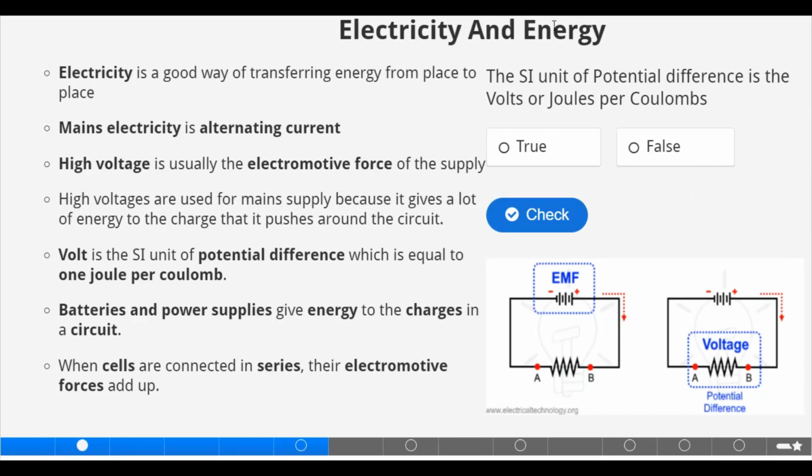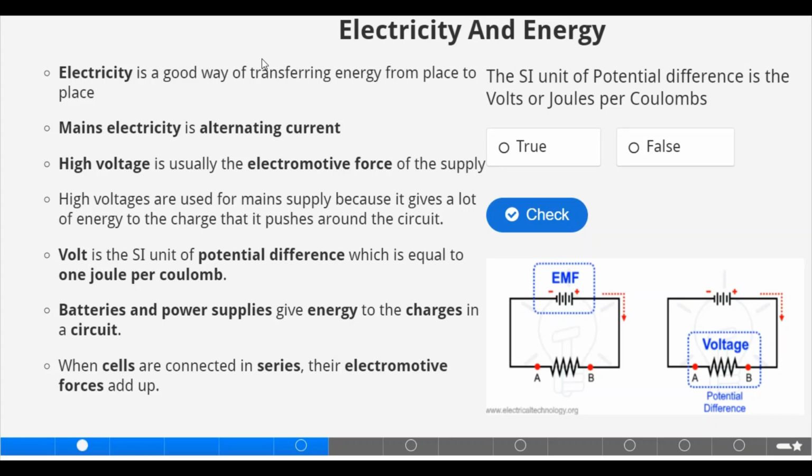Electricity and energy. Electricity is a good way of transferring energy from place to place. Mains electricity is alternating current. High voltage is usually the electromotive force of a supply, that means in a circuit. High voltages are used for main supply because it gives a lot of energy to the charge that it pushes around the circuit. Volt is the SI unit of potential difference, which is equal to 1 joule per coulomb.